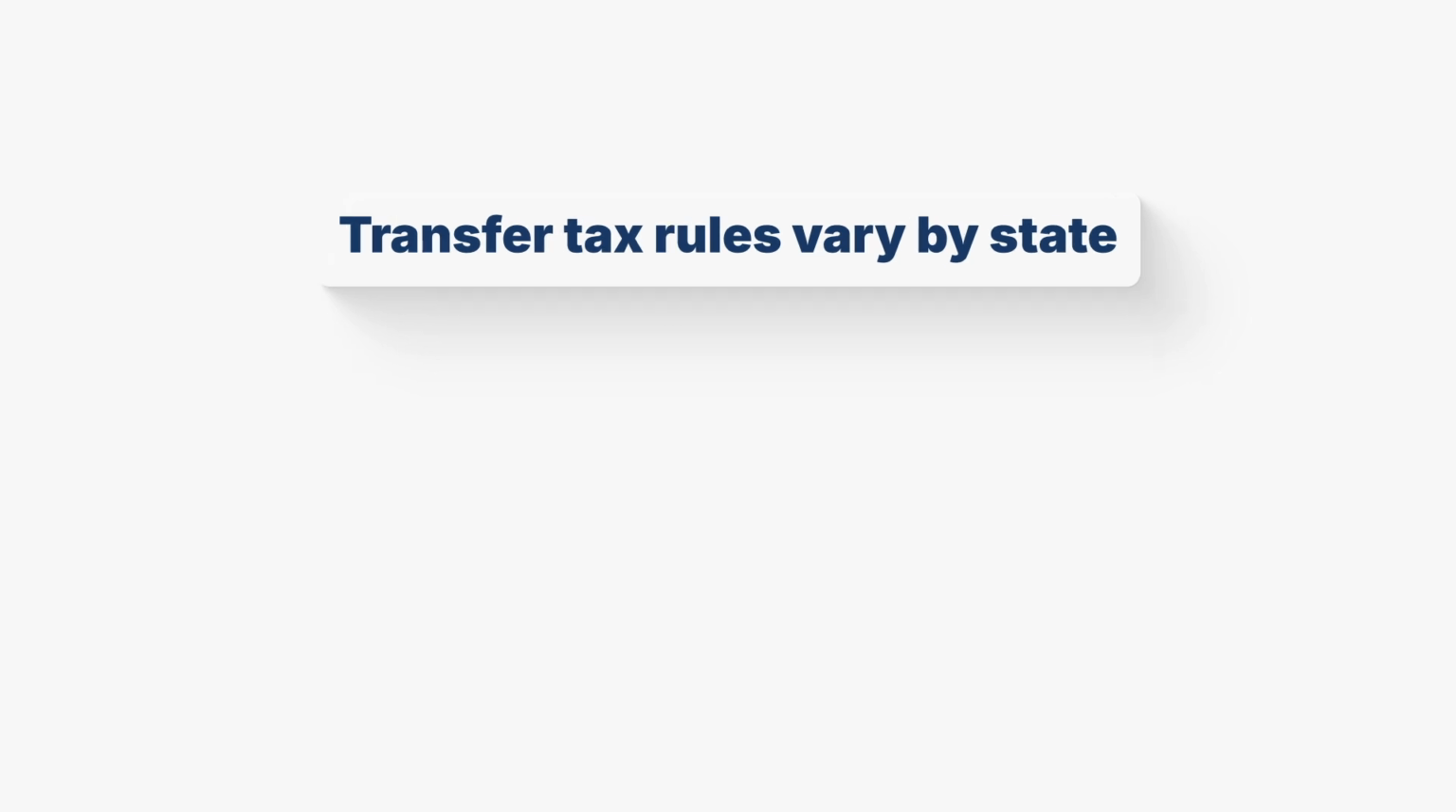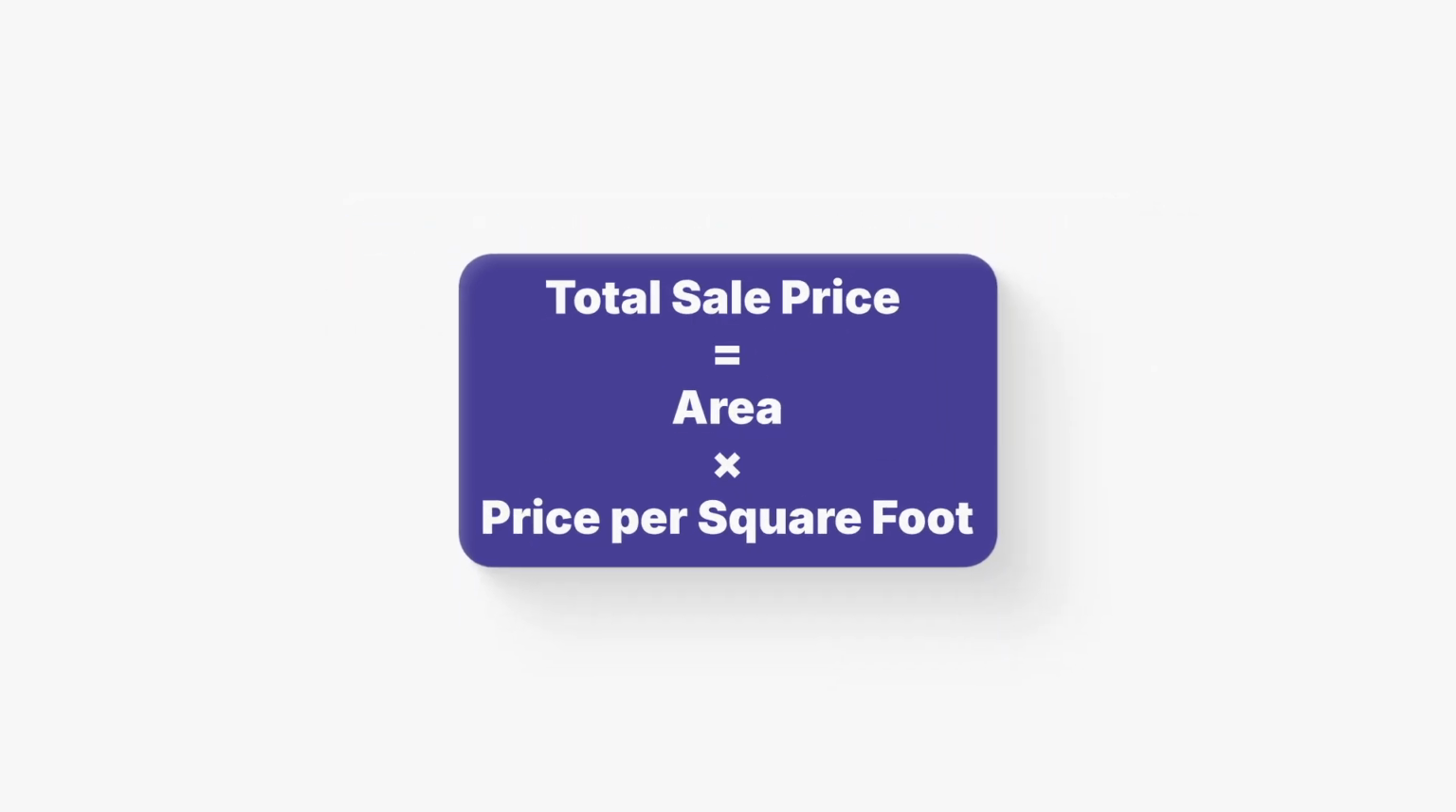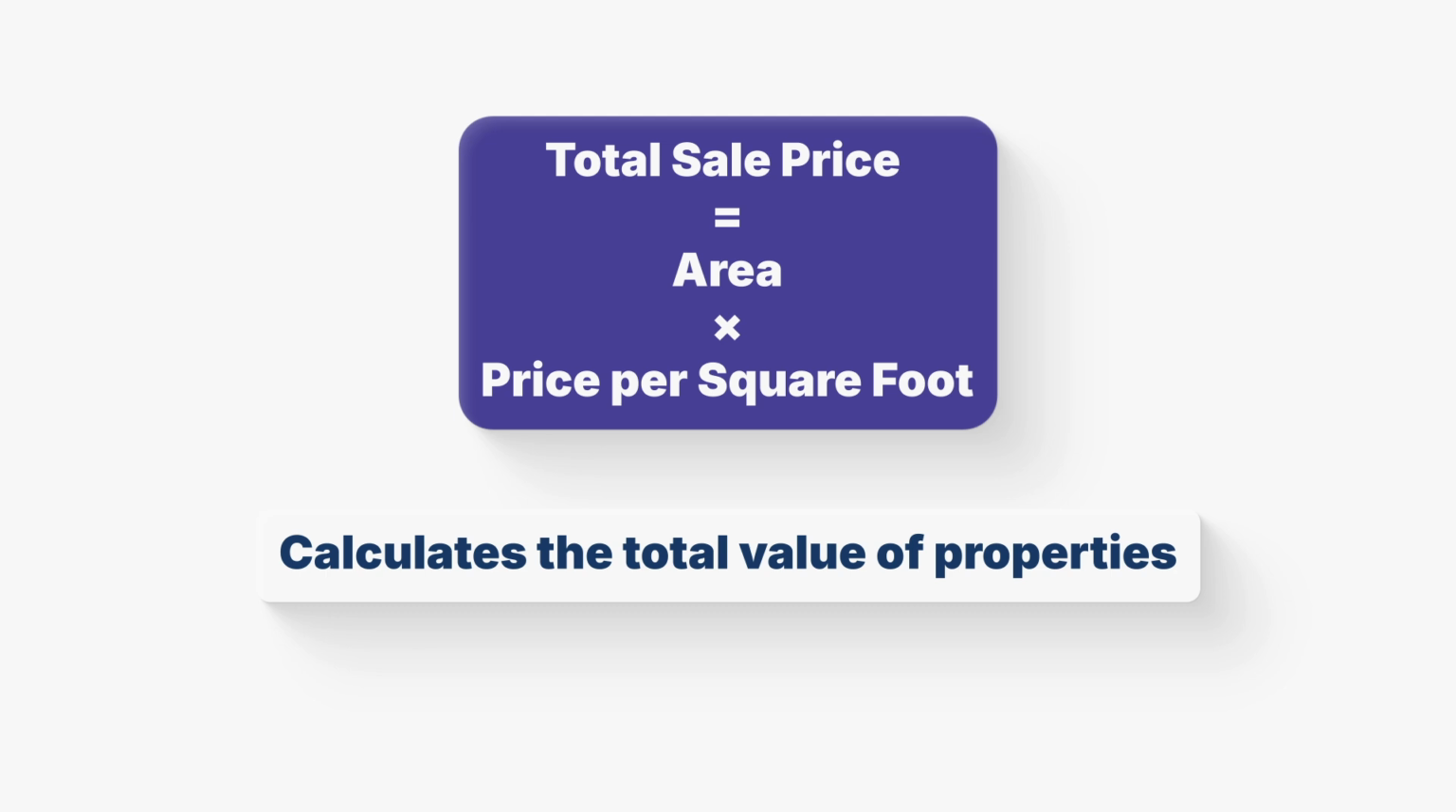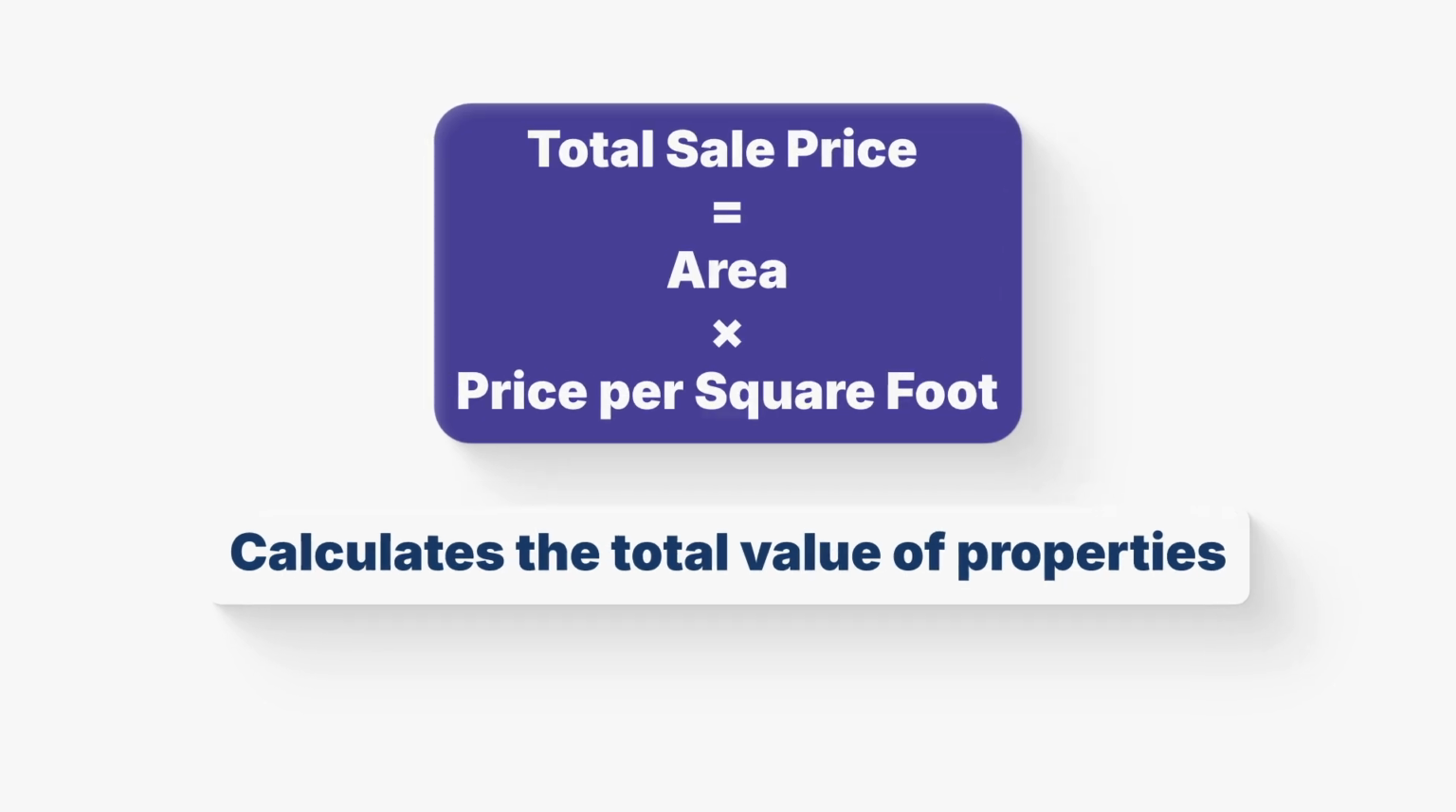Let's keep going. The following formula is total sale price equals area times price per square foot. Real estate professionals use this when calculating the total value of properties, especially when working with commercial or residential properties that are priced based on size. Let's see the practice question.